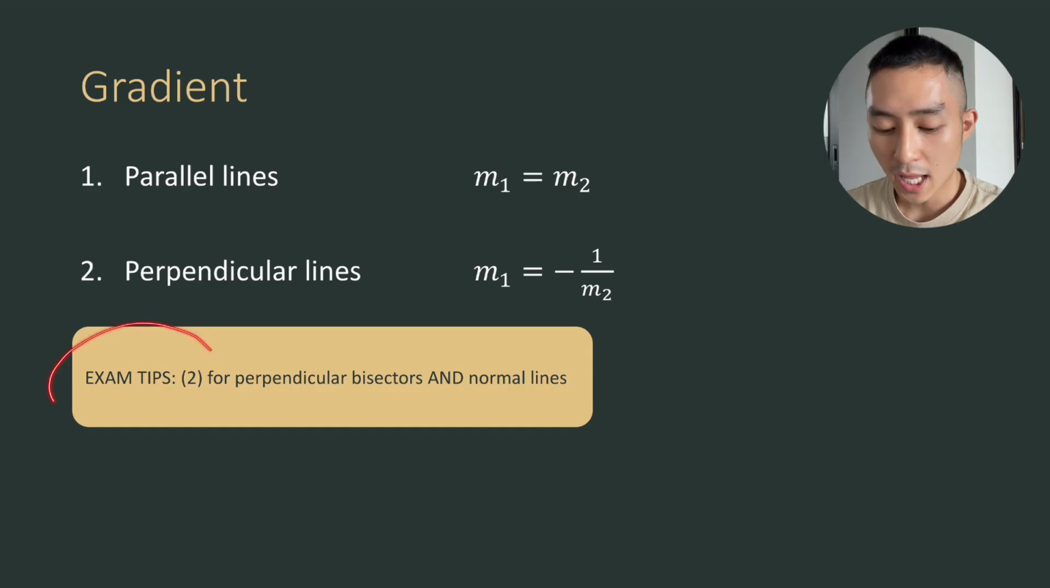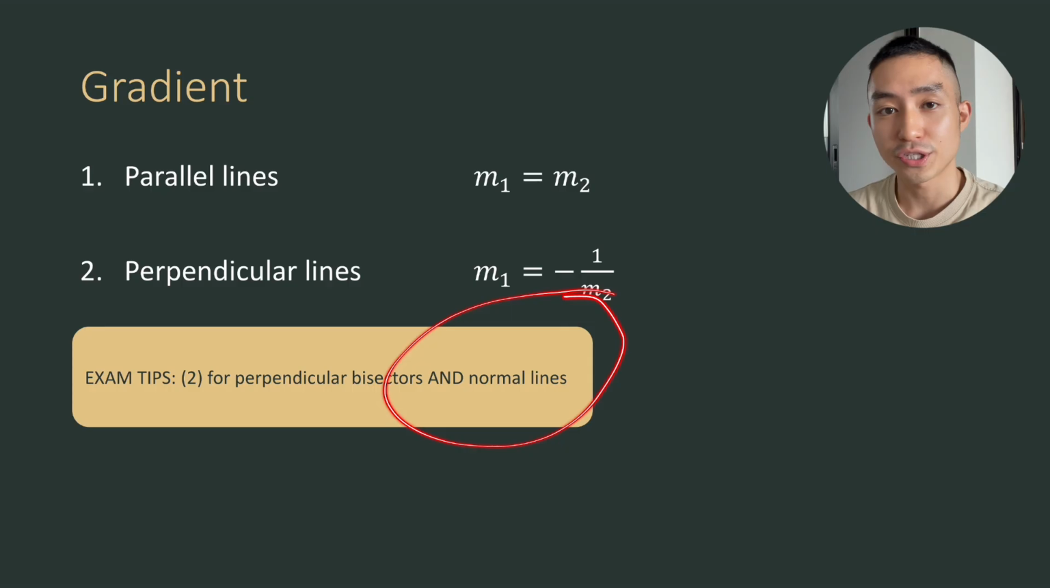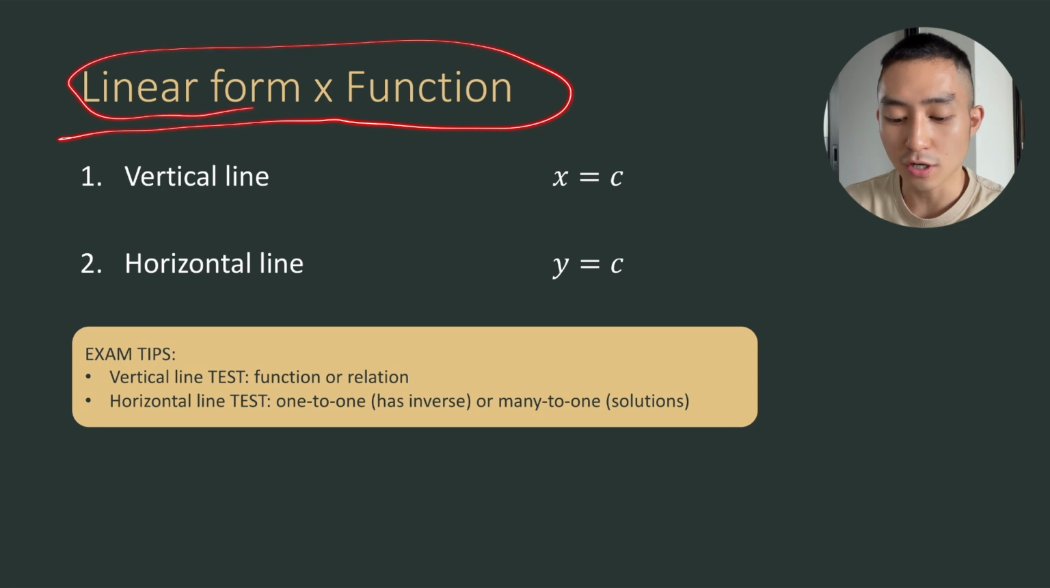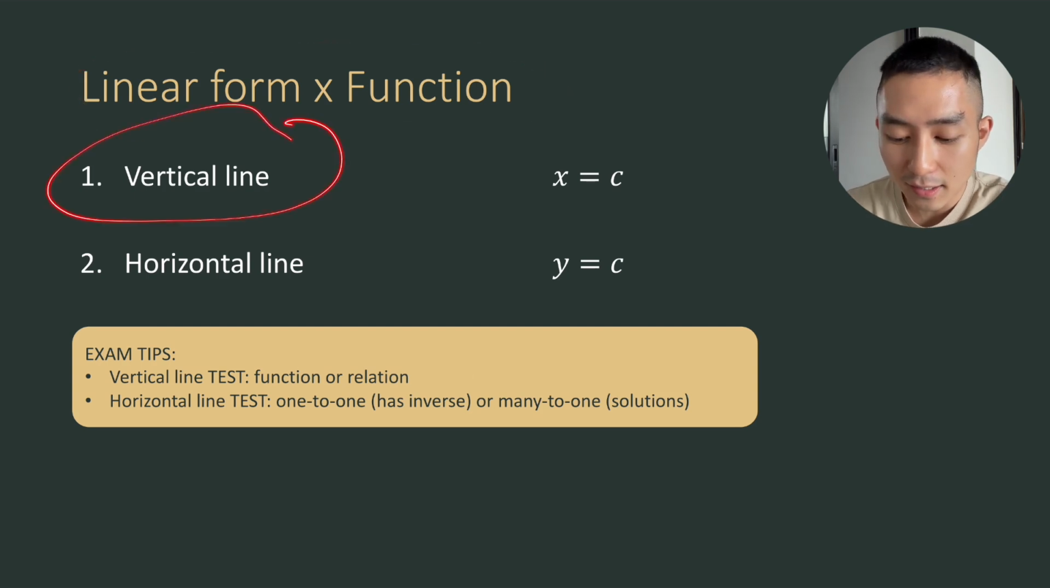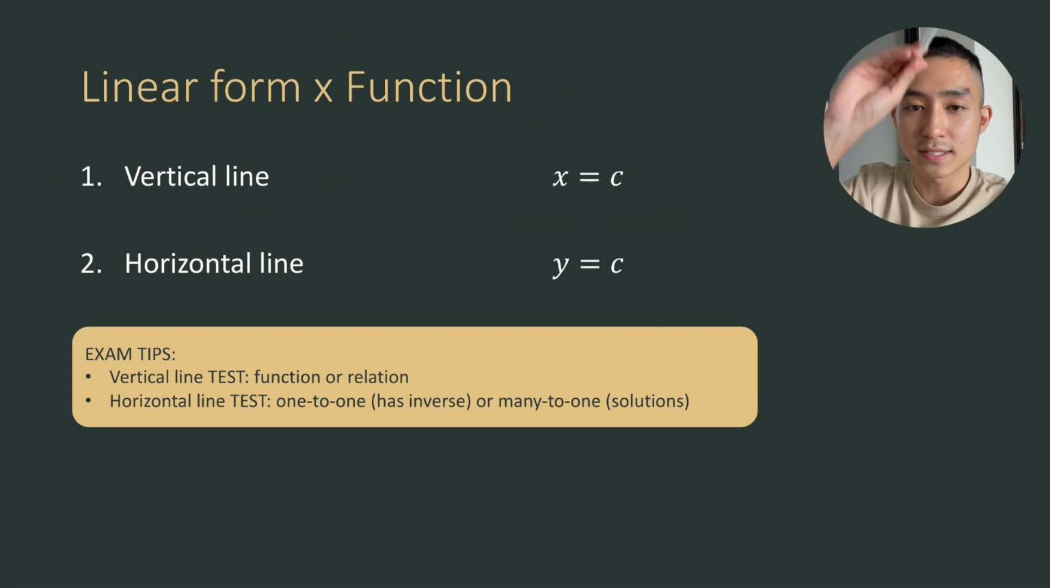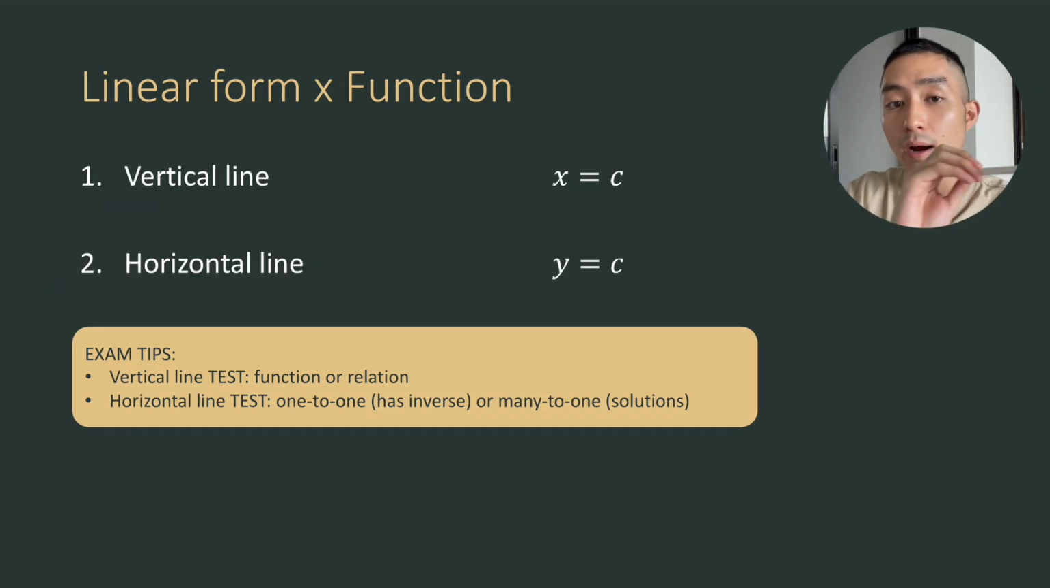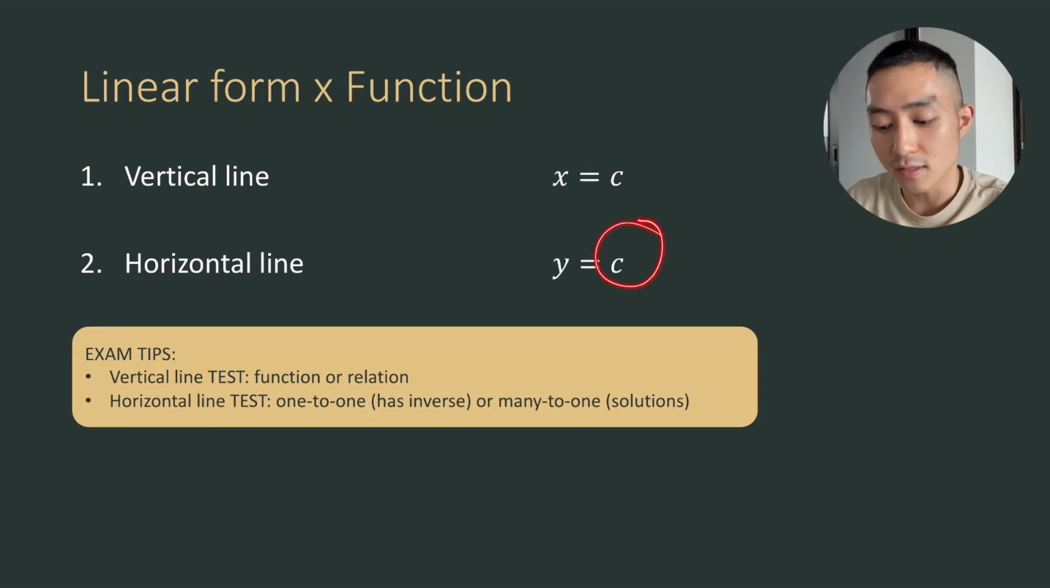of the other. And a tip for the exam: the perpendicular lines gradient relationship commonly comes up on perpendicular bisectors, and also for normal lines, which is very related to topic 5, calculus. And this is bridging the linear form and also the function topic. The first one is the vertical line, where x equals a certain constant, and then the second one is the horizontal line, where y equals a certain constant over here.